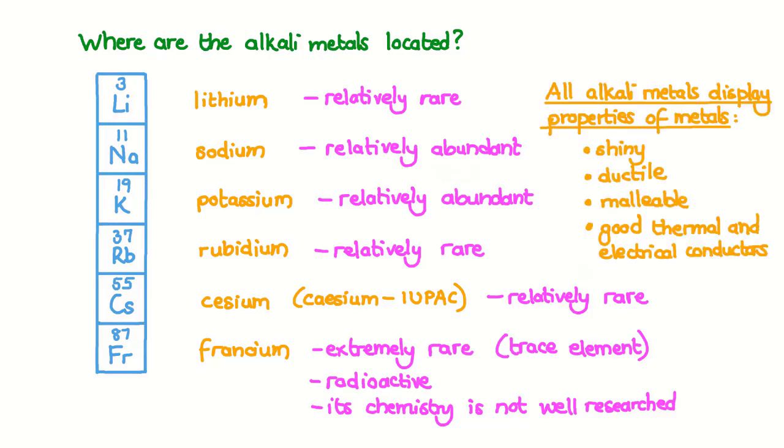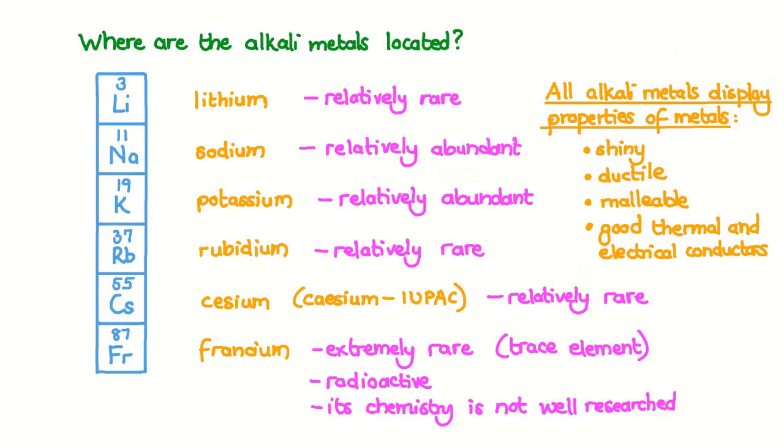All the alkali metals show the typical properties of metals. When their surfaces are cleaned, they are shiny, they are ductile and can be pulled into thin wires, they are malleable and can be hammered into flat sheets, and they all conduct electricity and heat very well.